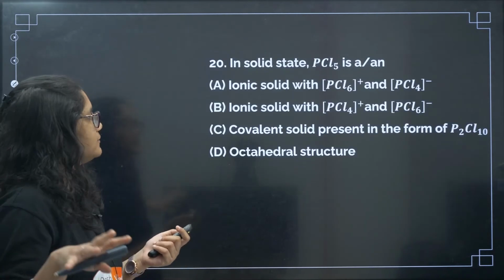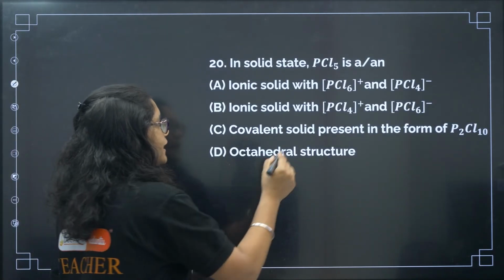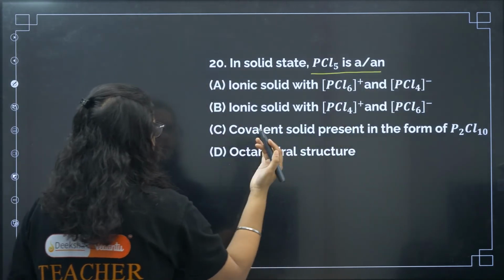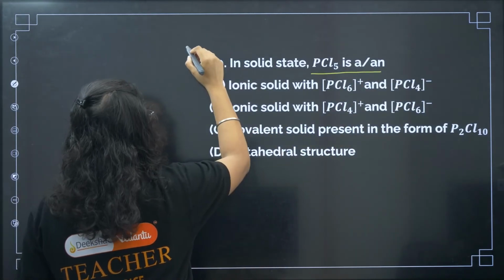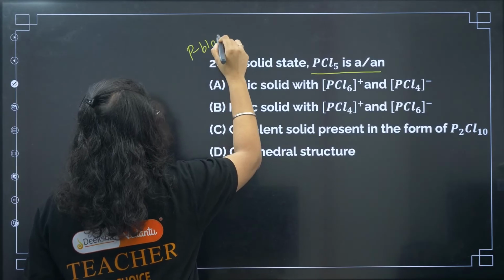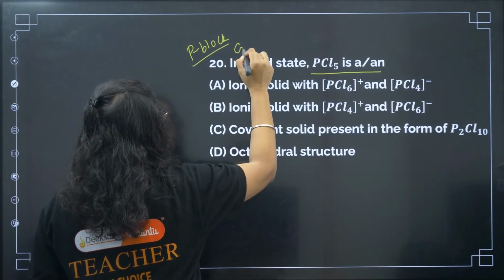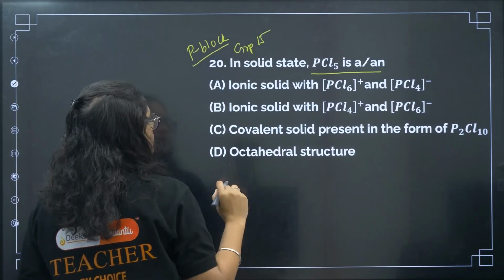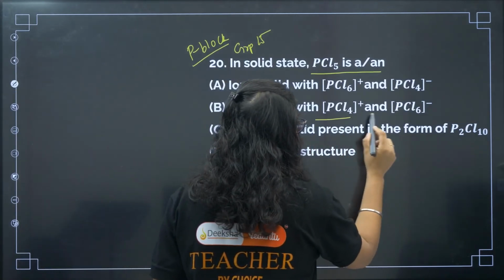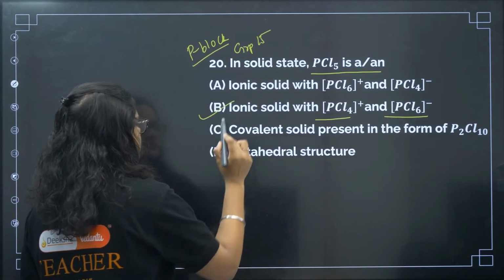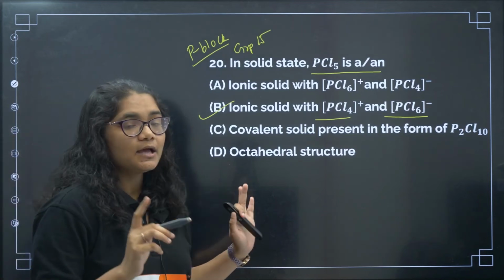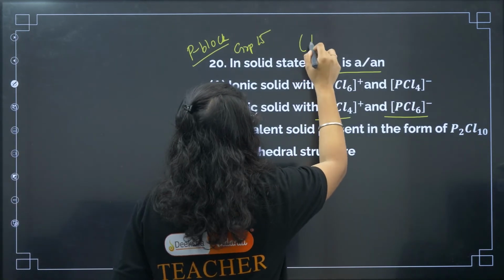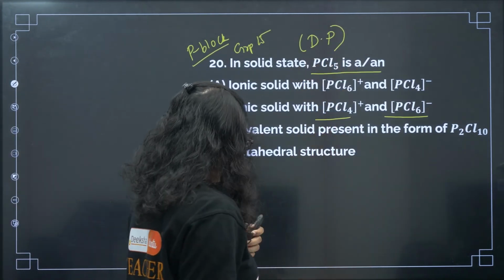Let us move to question number 20 here. In solid state, PCl5 is in the form of, so again this question is from your P block, group 15. In the solid state it exists as PCl4+ and PCl6-. So the correct answer is option number B. But again remember, this is from your deleted portion. Okay, you need not study this chapter.